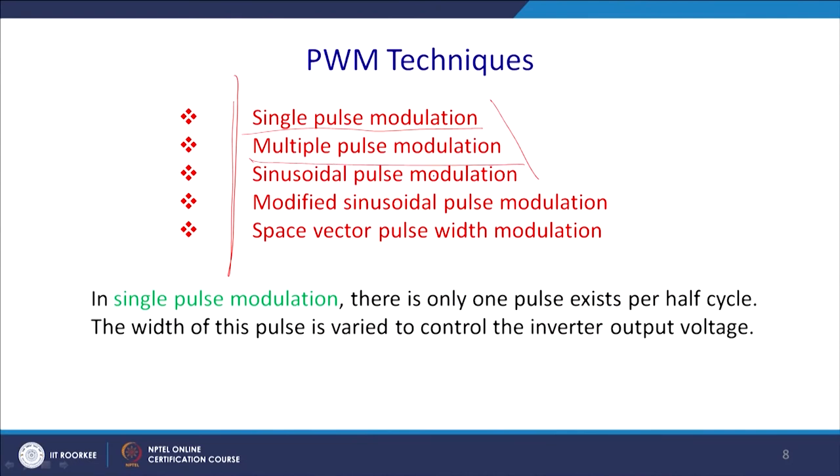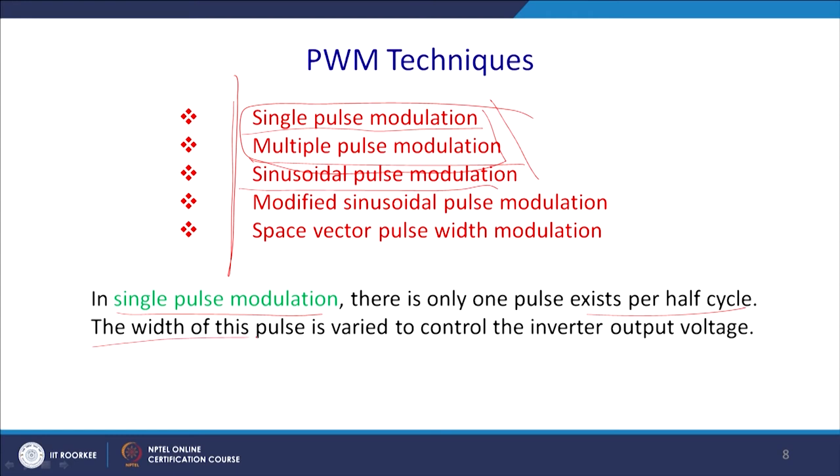So, you have single pulse modulation, multi-pulse modulation and sinusoidal pulse modulation. We will be covering these two entities here, and the others have been covered in other lectures. So, let us talk about the single pulse modulation. There is only one pulse per cycle, and this way you can eliminate one harmonic. Like when you are playing guitar, you touch a particular note and it eliminates that particular note, that particular harmonic from the system.